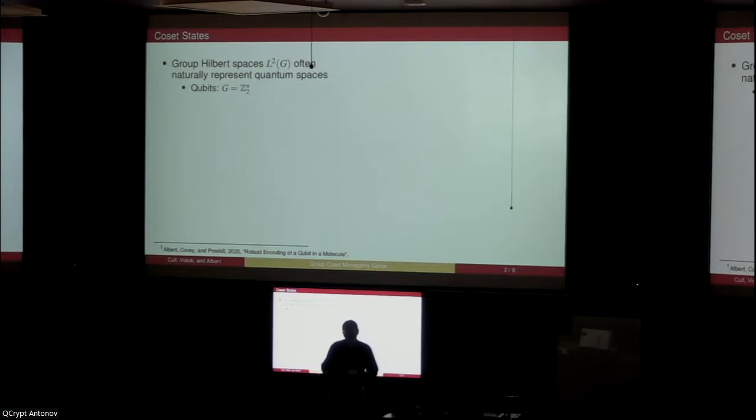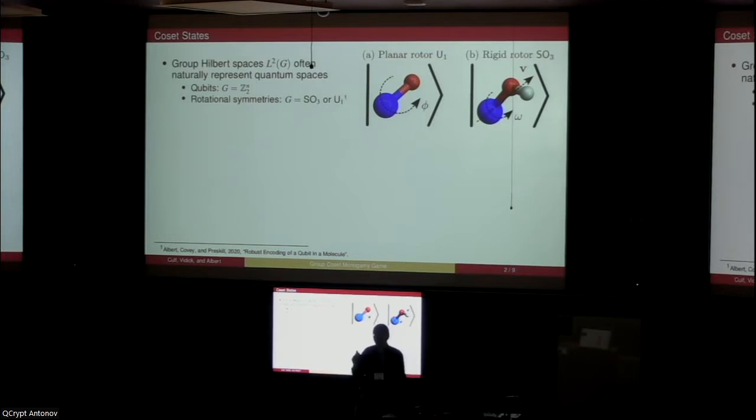For example, qubits: that's just the group of n bits under addition, or XOR addition. There are different groups of rotational symmetries, which correspond to the rotational states of physical objects. And this is a nice picture that I unceremoniously stole from one of the papers of my collaborators, a paper of Albert, Covey, and Preskill. Another group space that people are interested in is just the vector space R^n under addition, and that corresponds to optical modes, which people have been talking about all week.